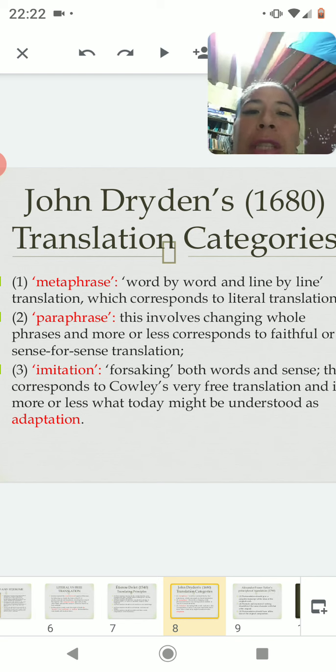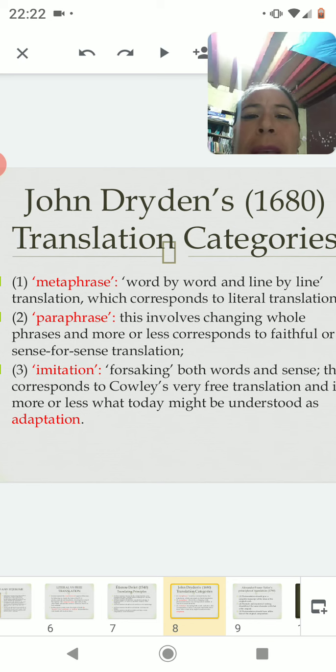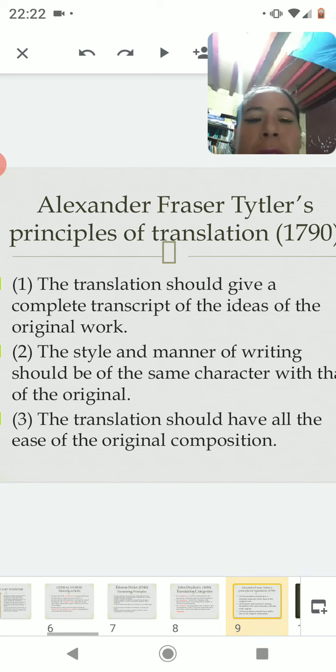Then John Dryden's categories: metaphrase, which is word by word; paraphrase, which involves changing whole phrases; and imitation, which is taking both words and senses and trying to find a corresponding letter, phrase, and word.